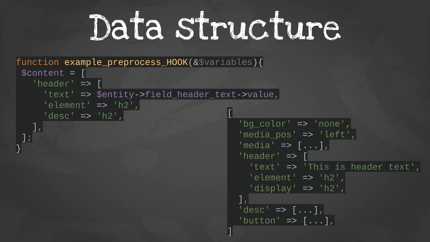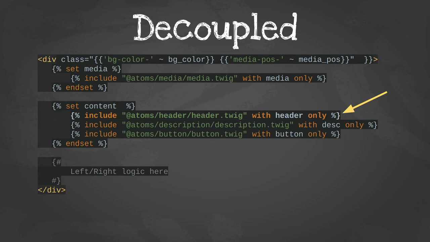The downside, of course, is that you now need a pre-process function for every component. So on the left I have an example of the pre-process hook that's just a content variable that's an array for header, then we're setting text to the entity field value for your text element. And then on the right is the example data structure that would be passed to the twig. So you can see it's very clean. We have a variable for each one of the elements in our component. And if we go back to the template, we're just including the atom templates individually and passing the values directly to them, because we know that the data structure is going to be correct, and we can assume that variable is going to work with that template.